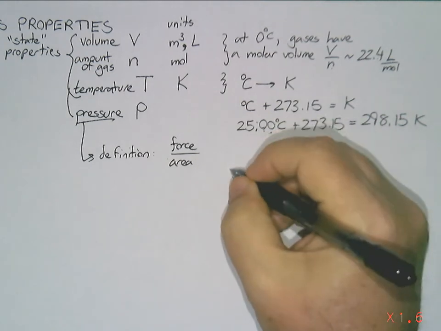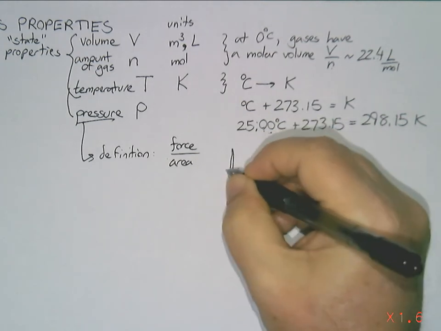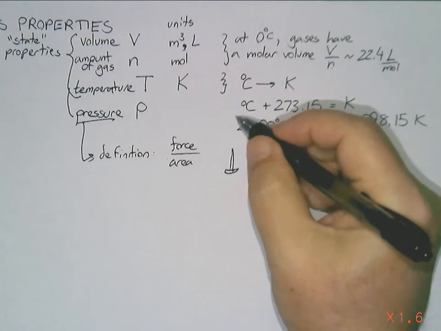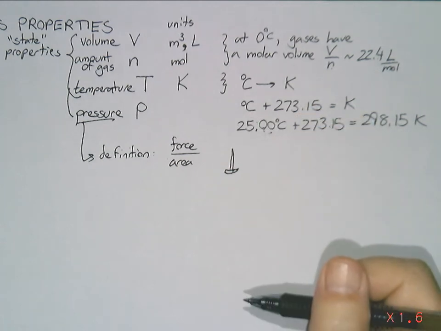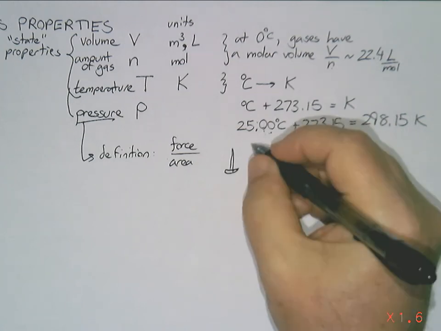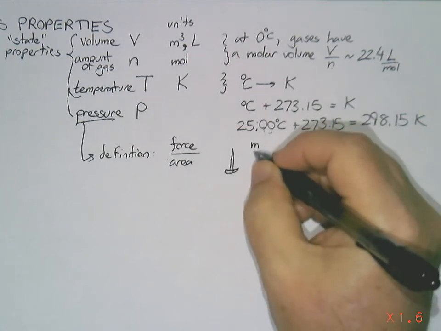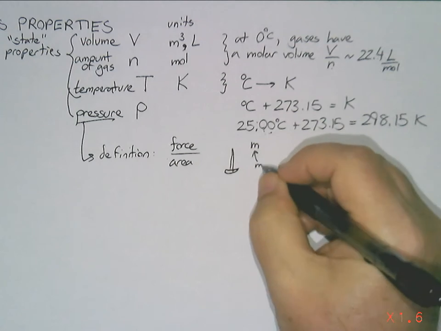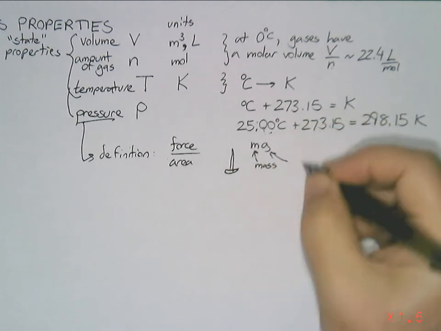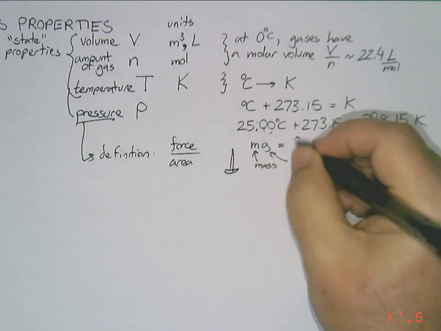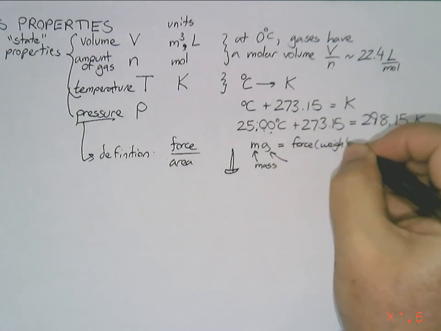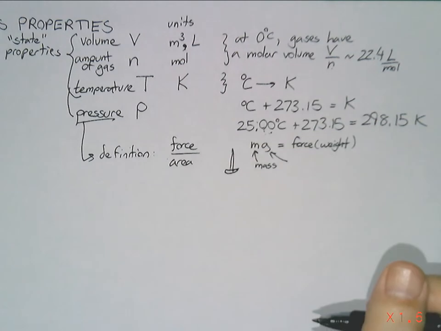For example, you sit on a nail, here's a nail or a thumbtack, there's a really small area there. And the force that you're going to bear down on that is going to be your weight. So your force is your weight, which is mass times acceleration due to gravity. When somebody says a weight, they're talking about this force.